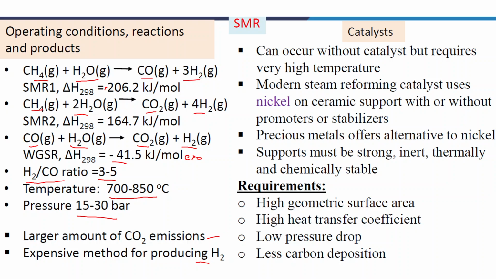Basically, various catalysts are also required. It can occur without a catalyst, but nowadays steam methane reforming is done in the presence of catalysts such as nickel on ceramic support with or without promoter or stabilizer. Various other catalysts are also being searched for. The requirements for supports are a high geometric surface area, a high heat transfer coefficient, low pressure drop, and less carbon deposition taking place here.